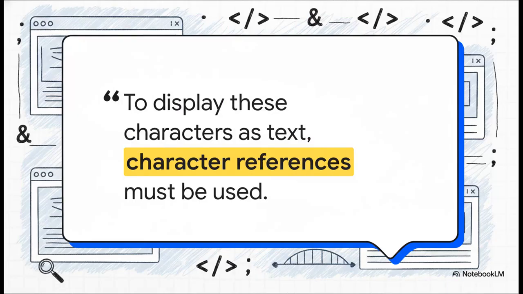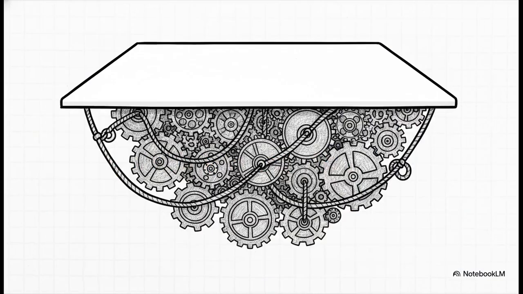Which brings us to a fundamental conclusion. The golden rule of web development, really. Whenever your content conflicts with the underlying language of the web itself, you absolutely must rely on these character references. There is no magical workaround. They act as the essential bridge between the hidden code that builds the web and the readable text that actually explains it. And that brings us to the end of our explainer.